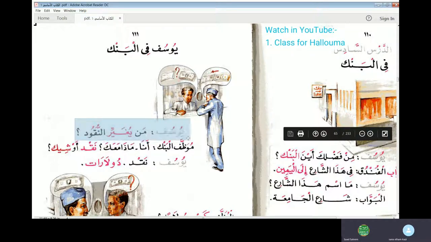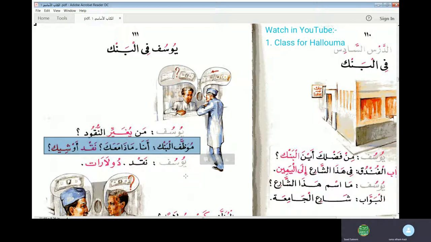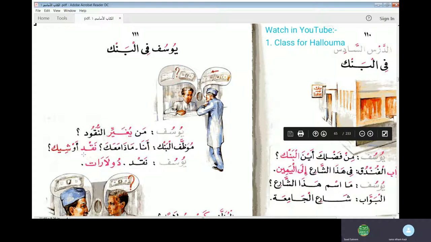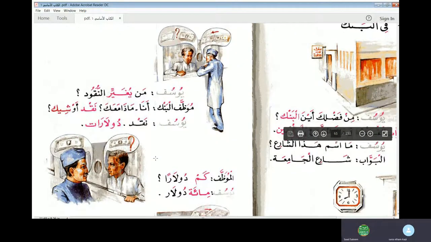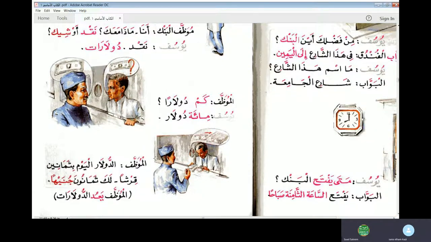Man yughayyirul nukud? Who converts the cash? Nukud is cash or notes? Cash, notes, you can use both, but cash is better. Muwazzaf al Bank, bank receptionist. Ana, maza maaka, what do you have? Nakdun aw sheikun, cash or check? Nakdun, cash. Dollars. Kam dollaran, how many dollars? Miyata dollaran, $100.